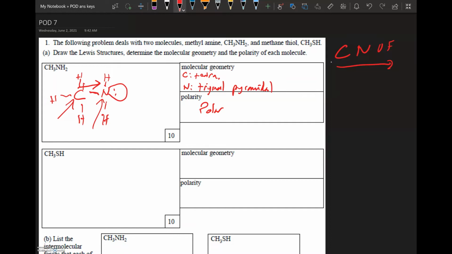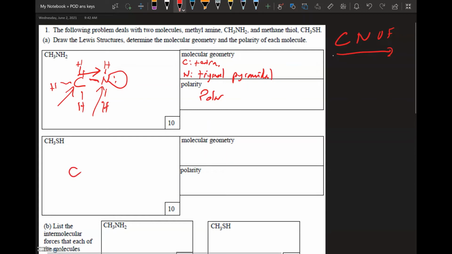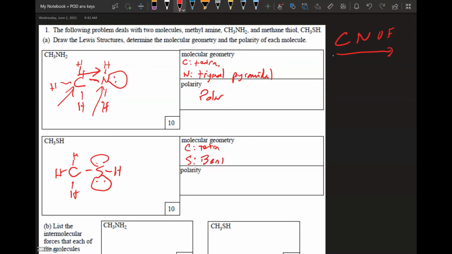Let's look at the second compound here. Same scenario. You have carbon with 3 hydrogens attached to it. Then you have the sulfur. Now the sulfur has 2 lone pairs and 1 hydrogen comes off of it here. And so same thing here. Carbon is tetrahedral. The sulfur has 2 bonds and 2 lone pairs. That's 4 domains, so it fits within the same group, but this molecular geometry is bent.